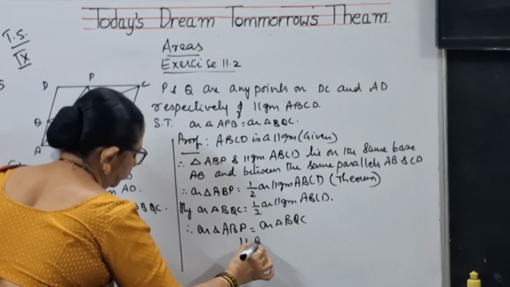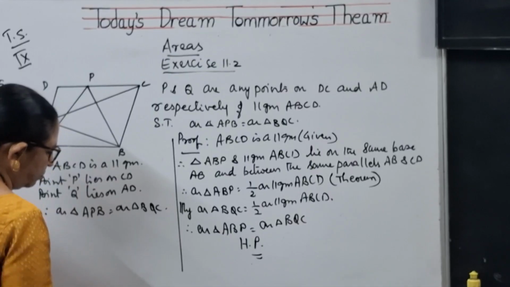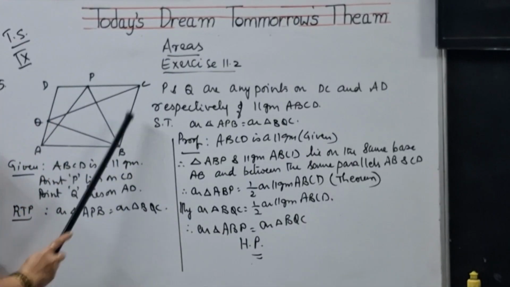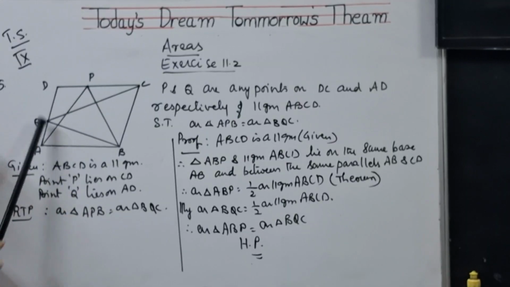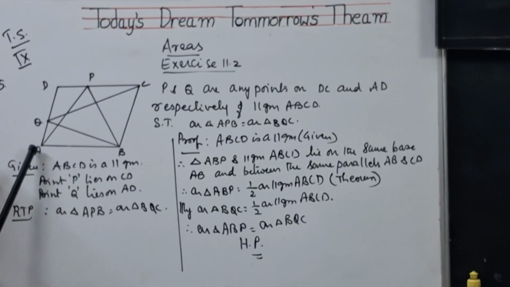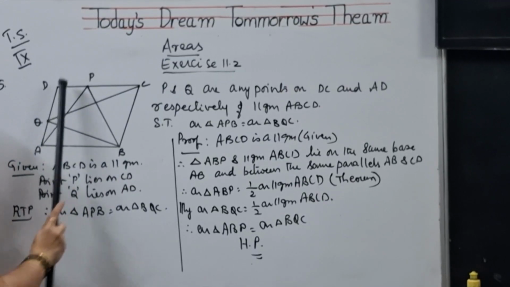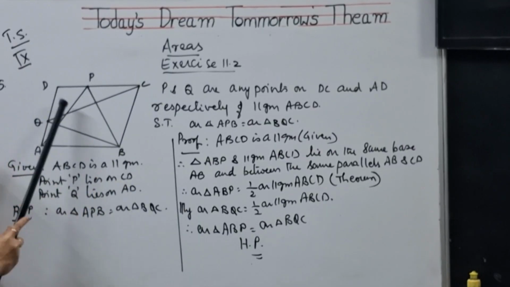This is the proof, children. It's not a theorem, of course, a problem, but I hope I am clear. Once again, let me explain. ABCD is a parallelogram. P is a point on CD. Q is a point on AD. They have joined AP and BP, QC and QB. Now we have got two triangles. One is triangle APB and another one is triangle BQC. They are asking to prove that the areas of these two triangles are equal.